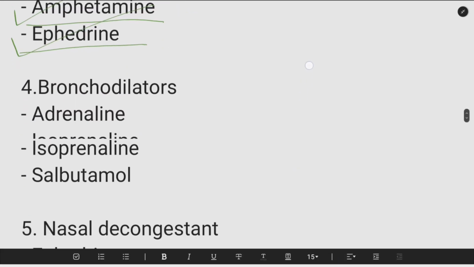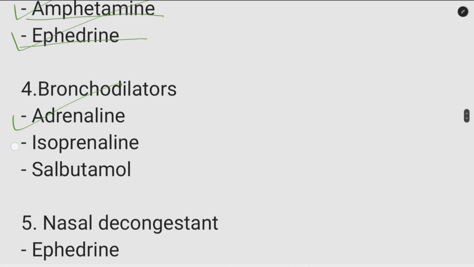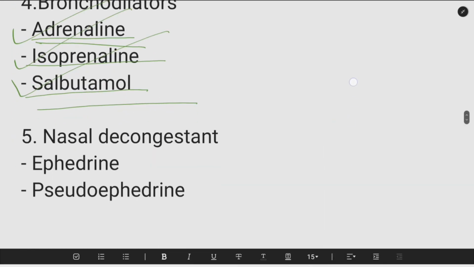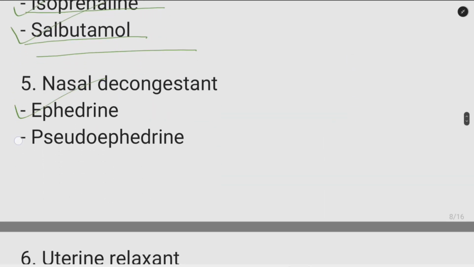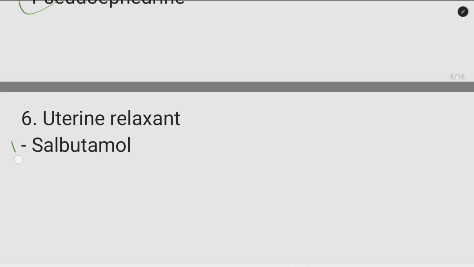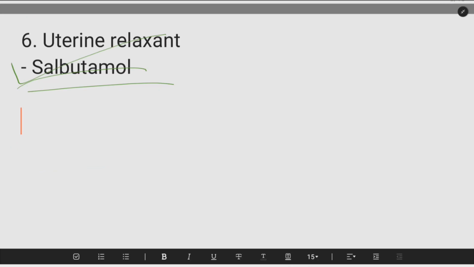The examples of bronchodilator are adrenaline, isoprenaline, and salbutamol. The examples of nasal decongestant are epinephrine and pseudoephedrine. The example of uterine relaxant is salbutamol. We are done with therapeutic or clinical classification.